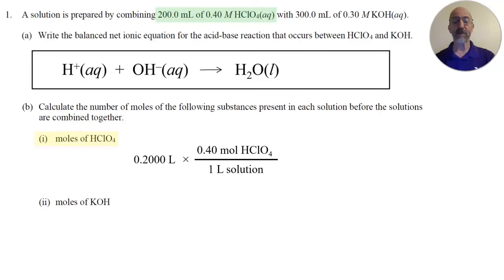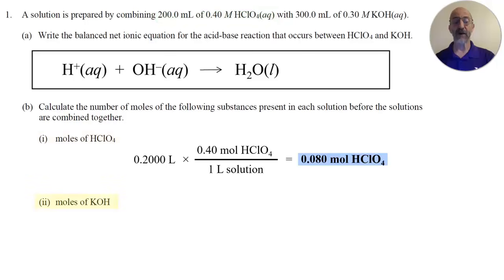So what am I doing when I pick up my calculator? To calculate the number of moles of perchloric acid, it would be 0.2 times 0.4, which is 0.08, and I'm just showing two significant figures for my answer. So 0.080 moles of perchloric acid.